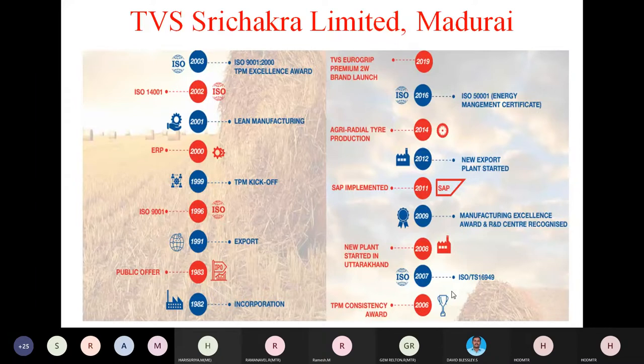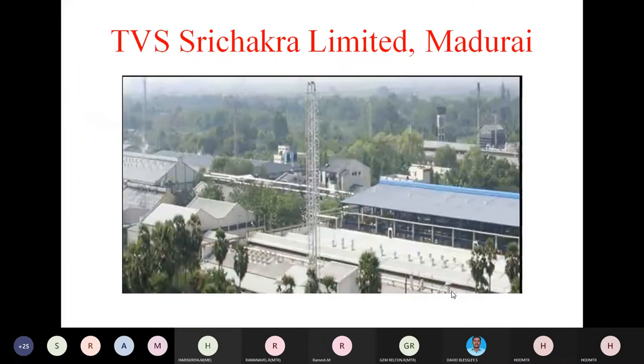Energy management quality certificate. Okay. And in the year 2019, they changed TVS Tri Chakra Limited to TVS Euro Group Industries. Now the industry is named TVS Euro Group. So this is a history of TVS Tri Chakra tires. This is an aerial view of TVS Tri Chakra Limited, or TVS Euro Group, in the Madurai locality.